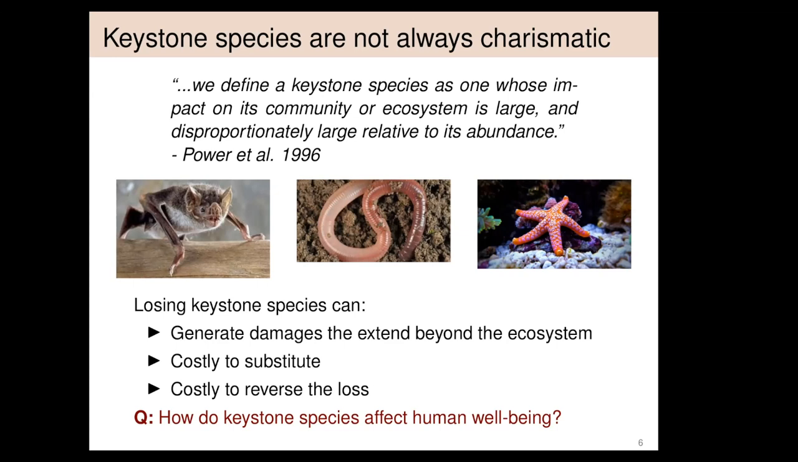Like you turn off a switch in the system that is very, very important. And just showing you a few photos here of other species that are considered keystone species, but that necessarily, you know, anyone would want to keep as a pet, or would write poems about, like they would with the Bengali tiger from the previous slide.